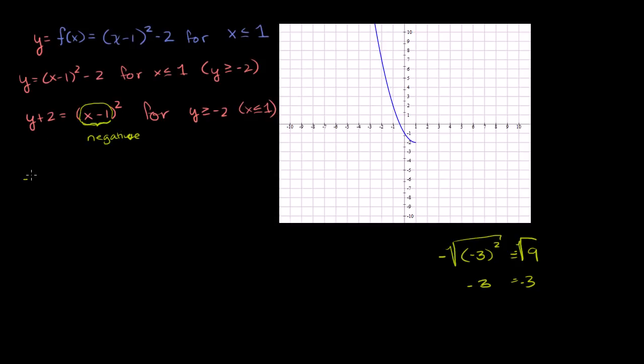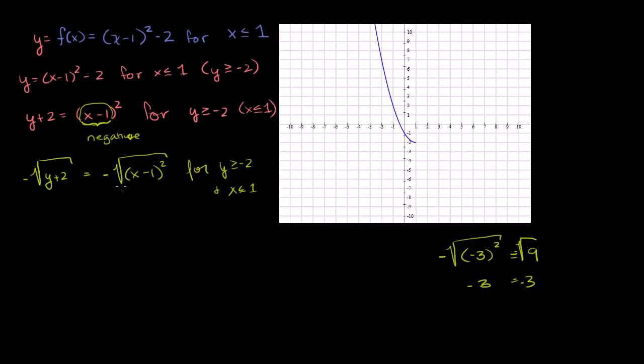So you get the negative square root of y plus 2 is equal to, and I'll just write this extra step here so you realize what we're doing, the negative square root of x minus 1 squared, for y greater than or equal to negative 2, and x less than or equal to 1. That's the whole reason why we take the negative square root there.